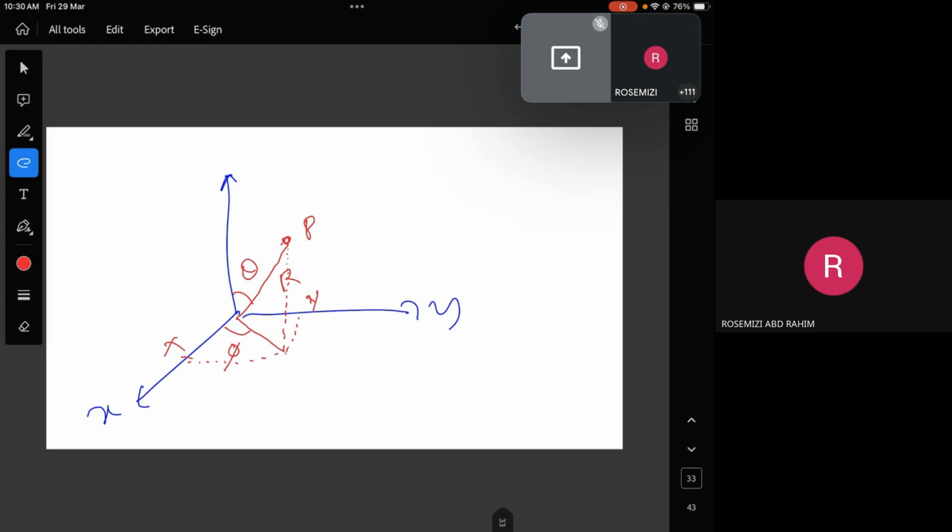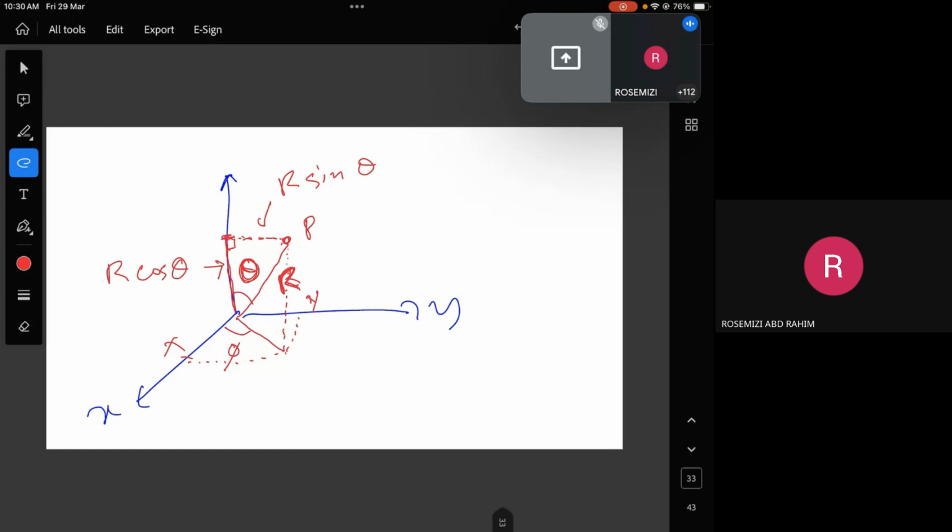Okay, R. So from this triangle, we can find this value. We have theta here, we have 90 degrees here, we have R here. So this value will become R cos theta. Okay? And this value will become R sine theta.